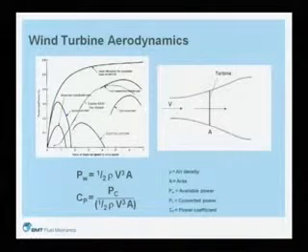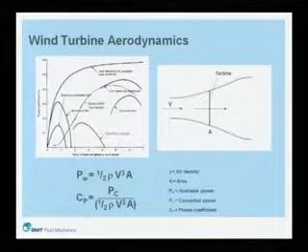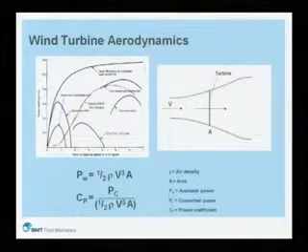I'll talk briefly about wind turbine aerodynamics. The graph on the left shows on the y-axis turbine efficiency, on the x-axis wind speed, and the different curves are for different types of turbines. So there are vertical axis machines, and there are horizontal axis machines.